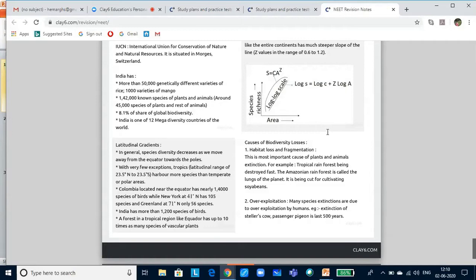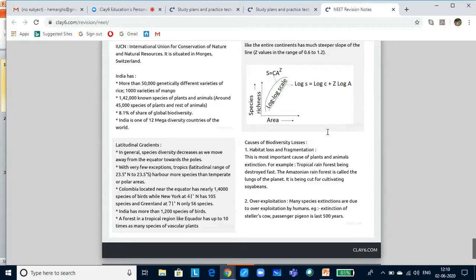Now, biodiversity conservation. Conservation is the most efficient and most beneficial utilization of the natural resources. Conservation of biodiversity is protection and scientific management of biodiversity so as to maintain it at its optimum level and derive sustainable benefits for the present as well as for future generations.